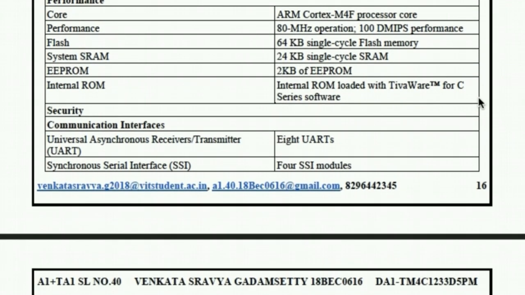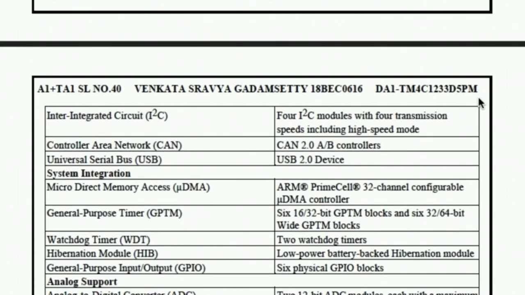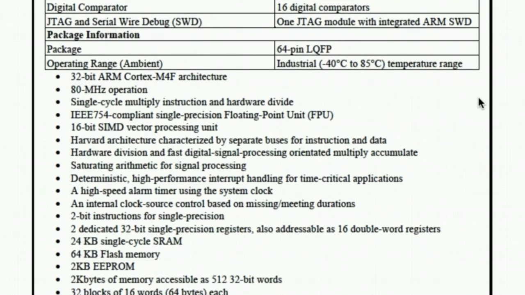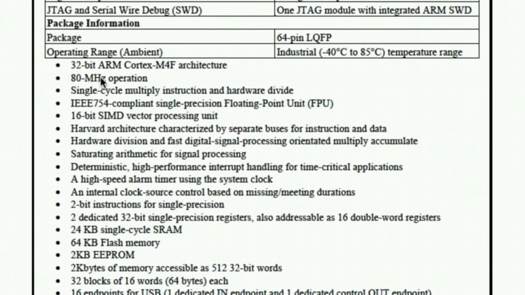Then these are the main microprocessing element features that I summarized below. It has a 32-bit ARM Cortex architecture. It operates at 80 megahertz. It has a single cycle multiply instruction and hardware divide. It follows Harvard architecture. It has a high speed alarm timer. It has 64 kilobytes of flash memory and 24 kilobytes of single cycle SRAM.